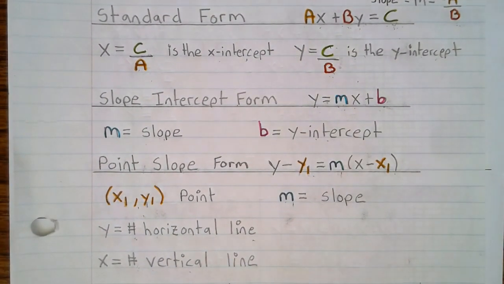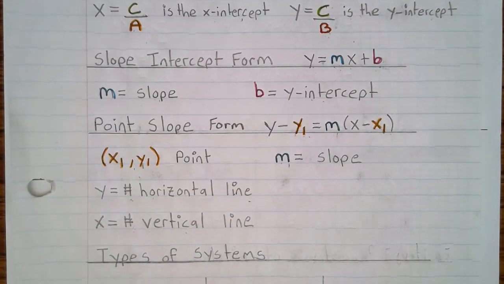All right, slope-intercept form, y equals mx plus b, where m is slope, b is the y-intercept, and point slope form is y minus y1 equals m parentheses x minus x1, where x1 comma y1 is the point and m is the slope. y equals a number is a horizontal line, x equals a number is a vertical line.